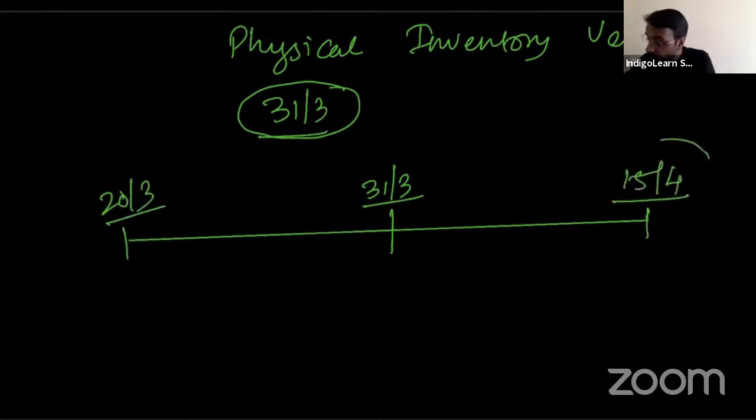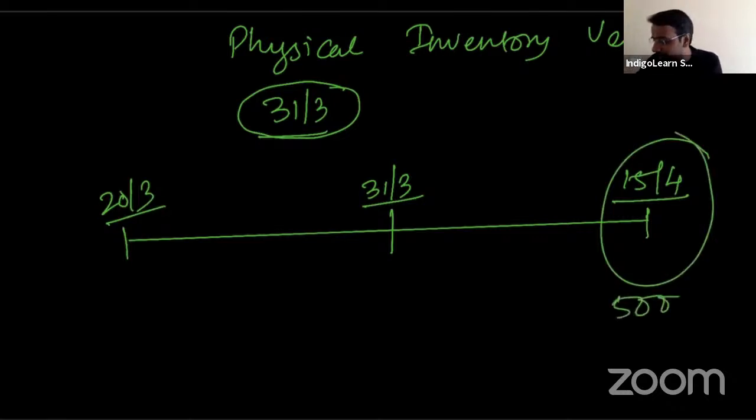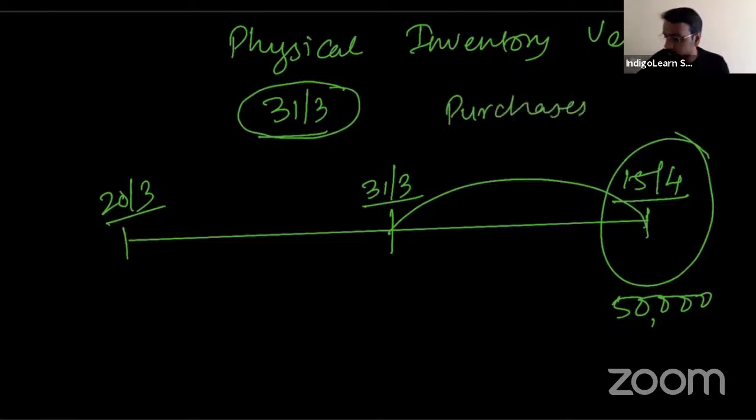Now, if I do inventory verification on 15th of April and I get to know that my inventory is worth 50,000, can I say on 31st March this is the same inventory? I cannot say that, because from 31st March to 15th of April there would have been a lot of transactions. For example, some goods were purchased. If some goods were purchased, what would happen to the inventory? Compared with 31st March, whenever there are fresh purchases, my inventory will go up.